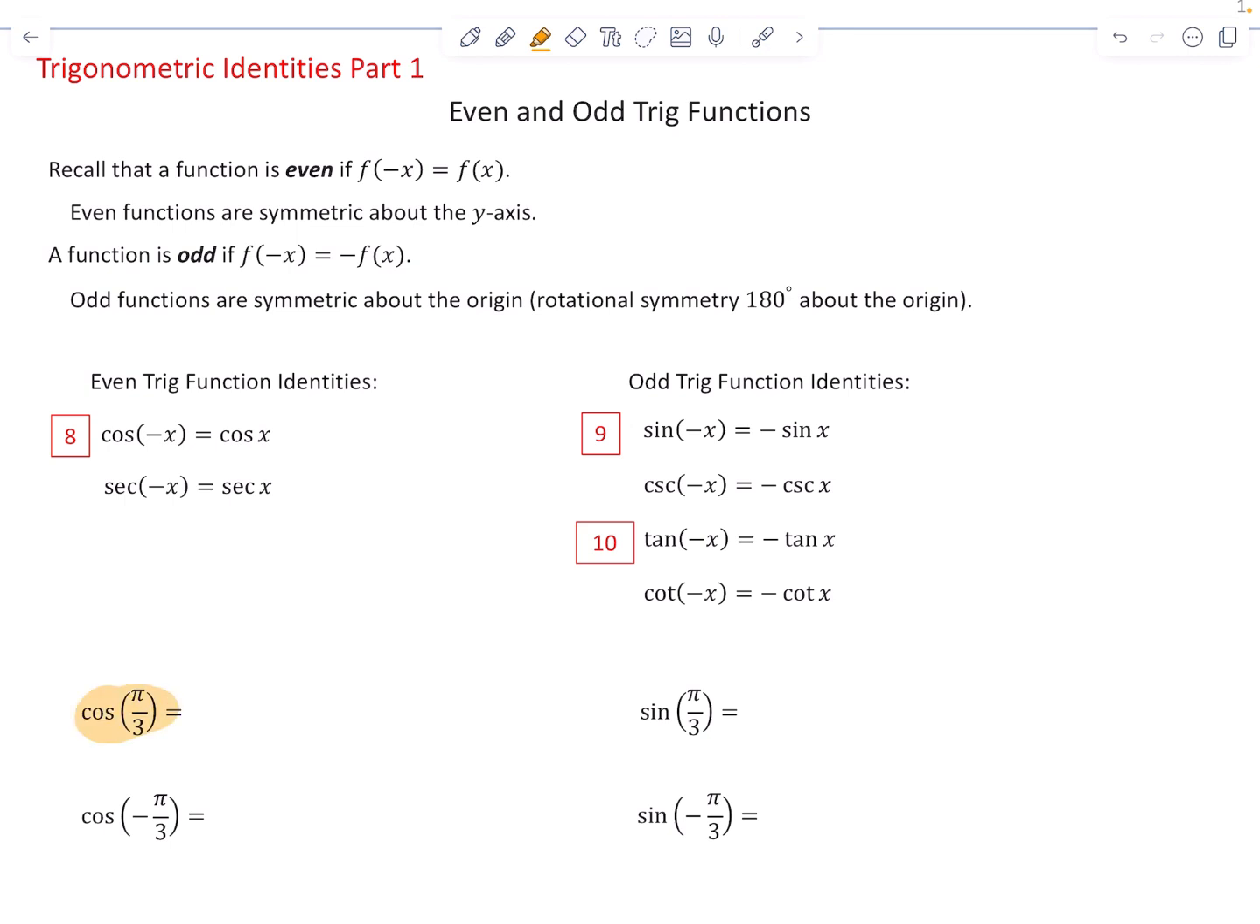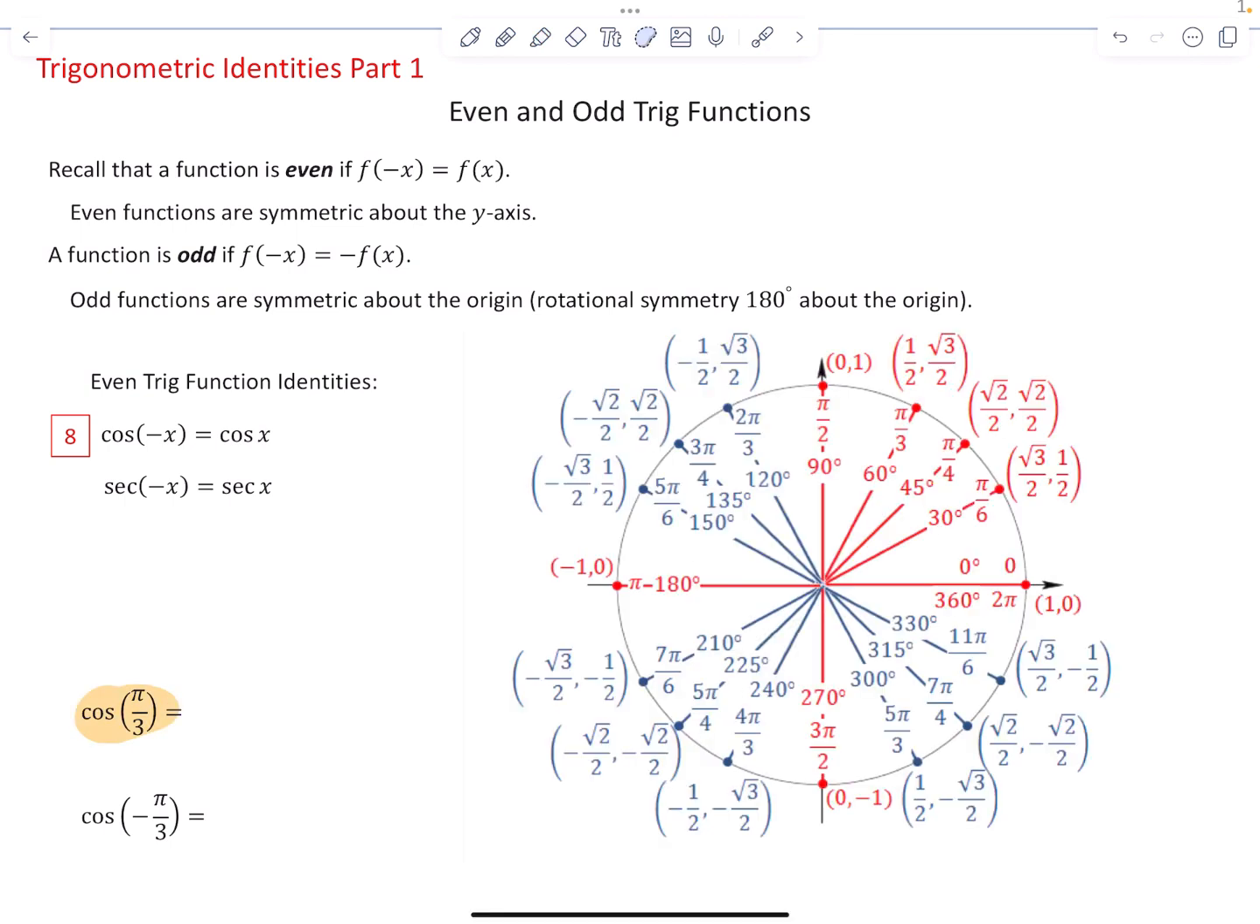Let's look at cosine of pi thirds. Using the unit circle to help us, we rotate from the positive x-axis pi thirds counterclockwise, and the cosine is the first coordinate, 1/2. But if we do that same rotation but clockwise, so in other words, do negative pi thirds, the first coordinate is the cosine, and that's still positive 1/2.